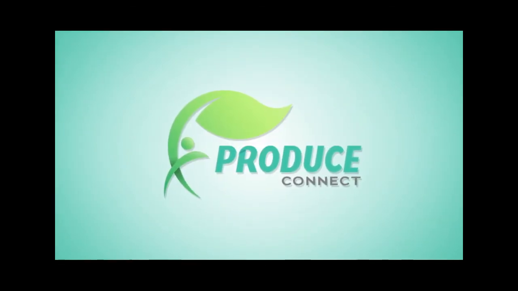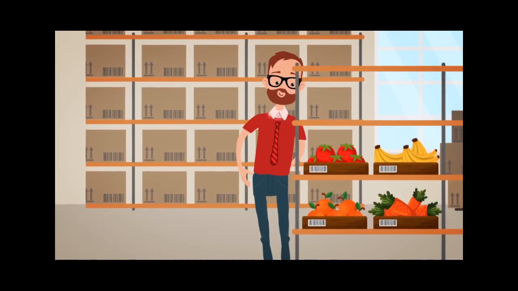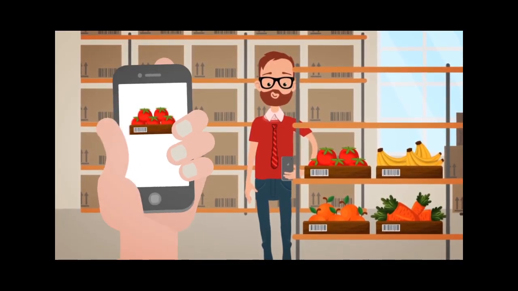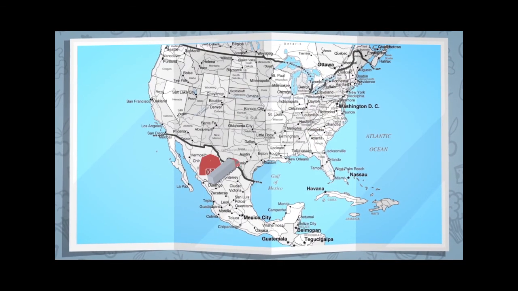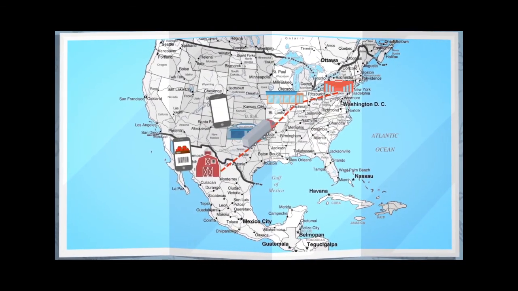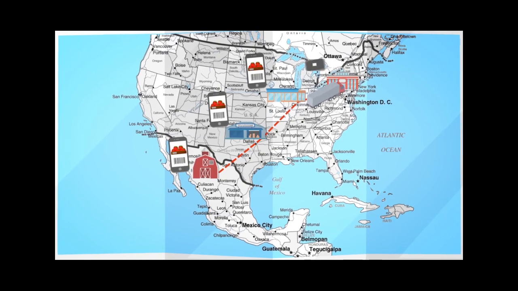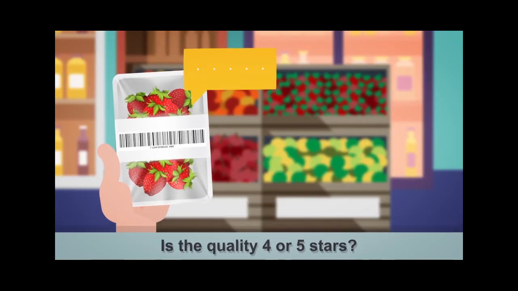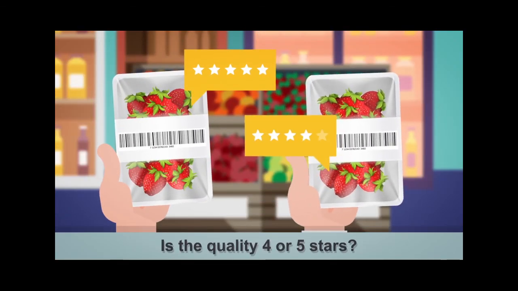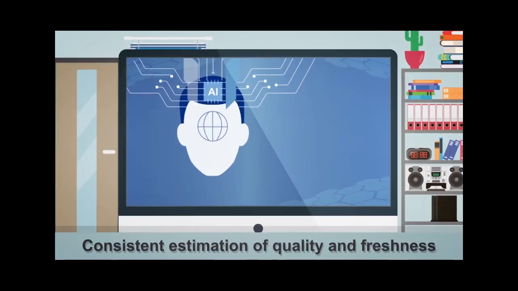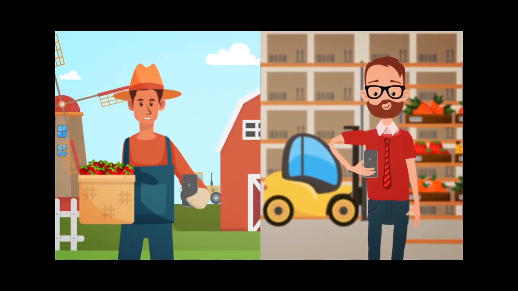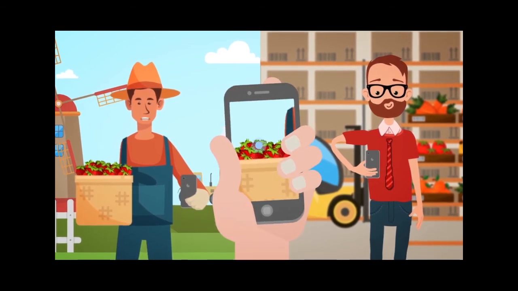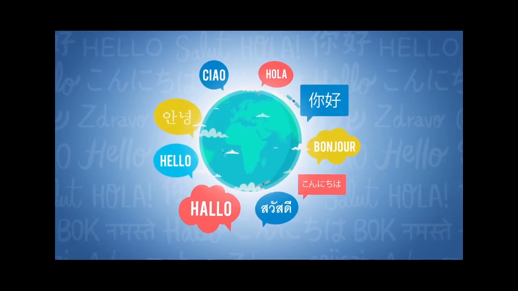At every point along the supply chain, the app takes a picture or pictures of the produce inside the box and the barcode outside the box. Images are analyzed using an intelligent image processing platform to ensure consistency. Disputes about the quality of produce are common. We use an intelligent, human-integrated AI platform that lets buyers and sellers inspect the produce through video conferencing. We also provide real-time language translation.